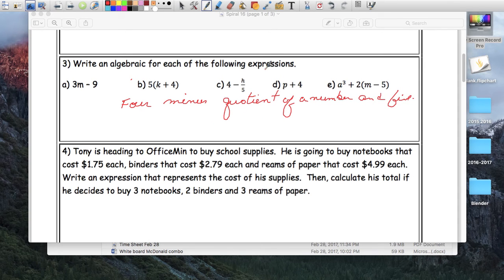Let's use a turnaround word. The quotient of a number and 5 less than 4. Okay.